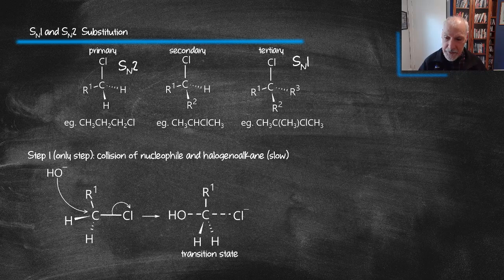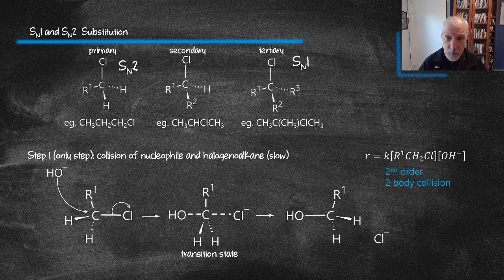Partway to getting to my products, I form what's called the transition state, where there's somewhat of a covalent bond beginning to form between the hydroxide and the carbon, and the carbon-chlorine bond is starting to weaken. Ultimately, I end up with the following product. As I mentioned, this reaction occurs with the collision of a nucleophile and a halogenoalkane. That would mean that this reaction is second order, involving one of each. Being that it's a two-body collision, we call it a bimolecular process. Hence, that's why it's called an SN2 substitution reaction.